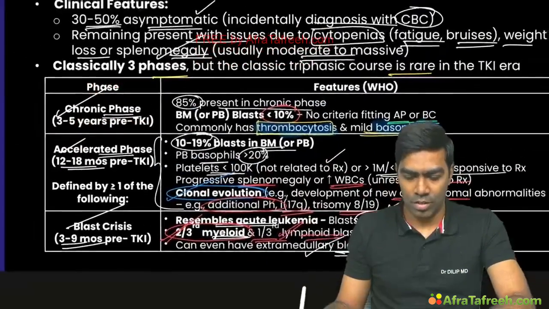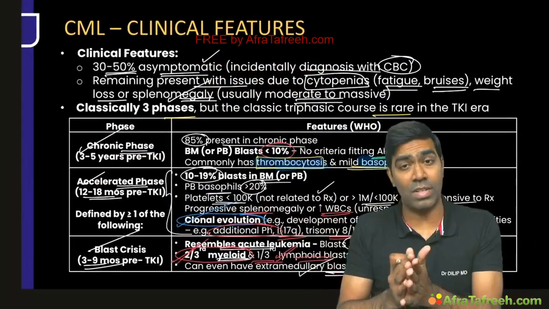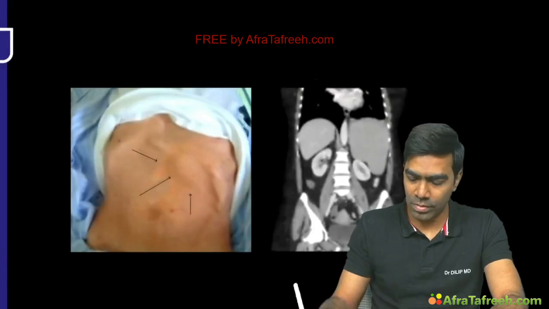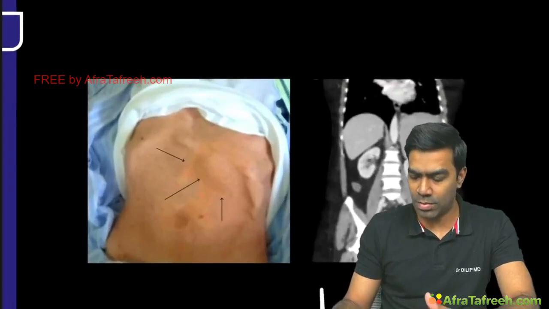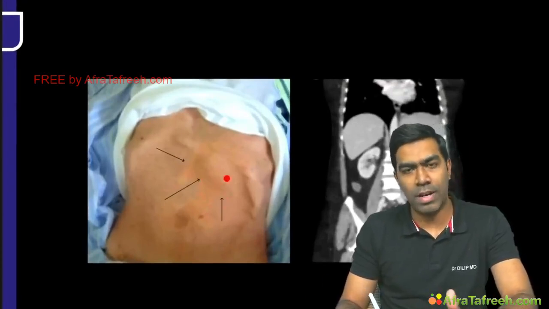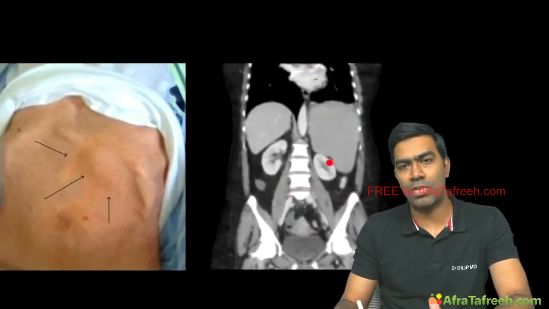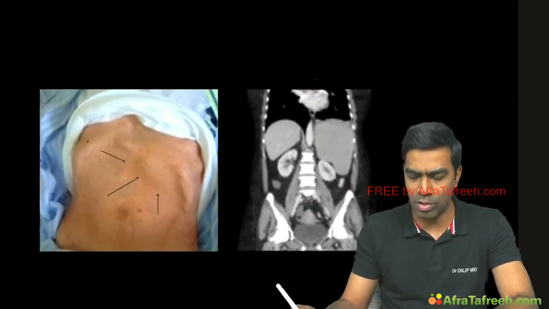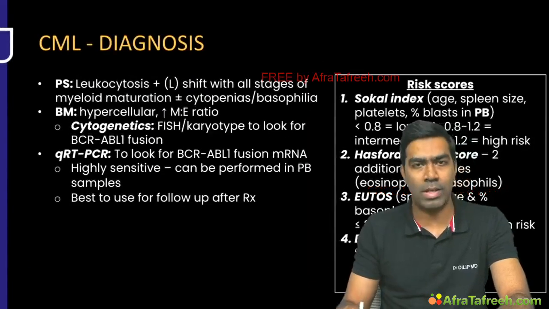Alright, so now you know the three characteristic phases: the chronic phase, accelerated phase, and the blast crisis. Here's a look at the splenomegaly. In a patient who's suffering from CML, you can notice that the spleen is moderately enlarged here. It's approximately 5 centimeters below the left costal margin, and the CT of the same patient shows a gross splenomegaly. And as we know, most of the patients with CML are going to have a moderate to massive splenomegaly.